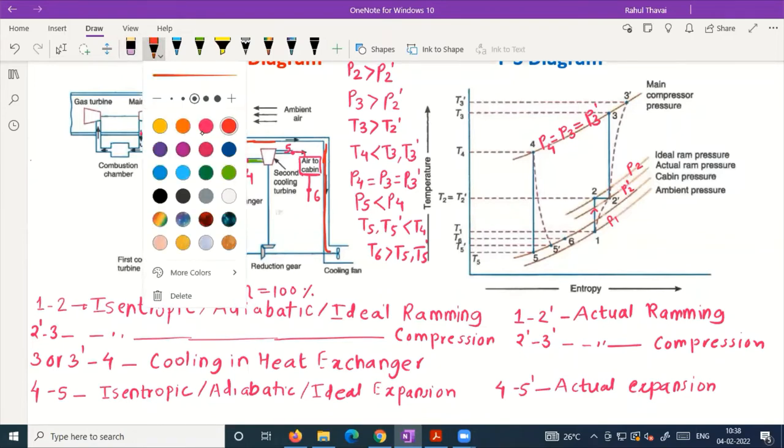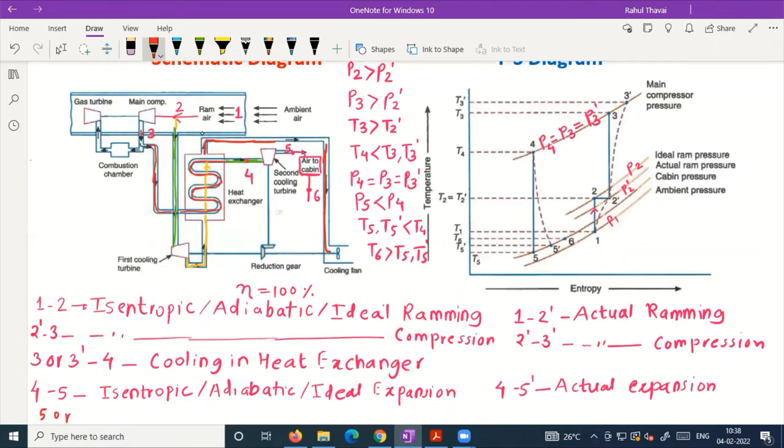So I'll just mention here 4 to 5, then 5 dash to 6. It's the cooling in the cabin. Cooling occurs in a cabin. You can call this a cooling of the cabin, or you can say heating of the air. Or you can call this a refrigerating effect. This is also known as a refrigerating effect. Is it okay, all of you?